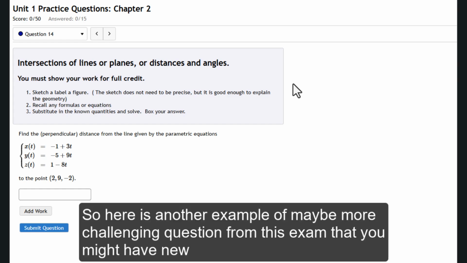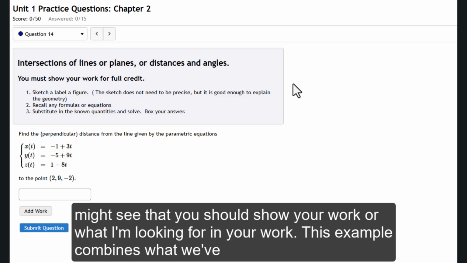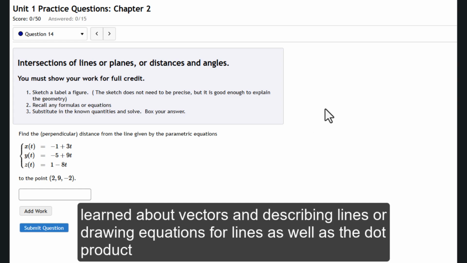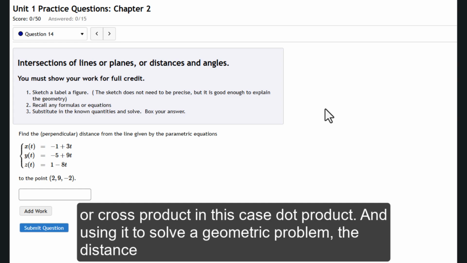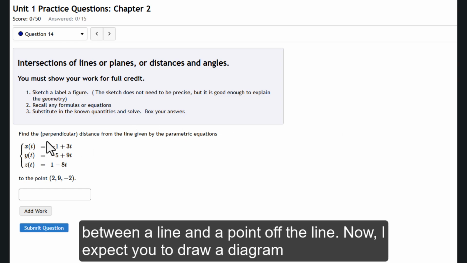So here is another example of maybe a more challenging question from this exam, where you should show your work, or what I'm looking for in your work. This example combines what we've learned about vectors and describing lines or drawing equations for lines, as well as the dot product or cross product, in this case dot product, and using it to solve a geometric problem: the distance between a line and a point off the line.